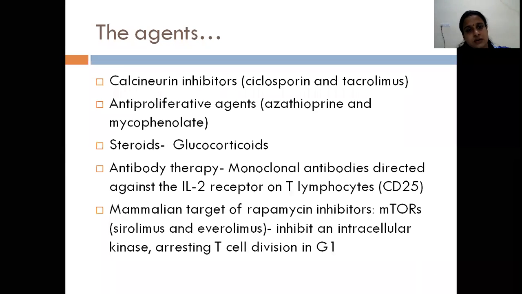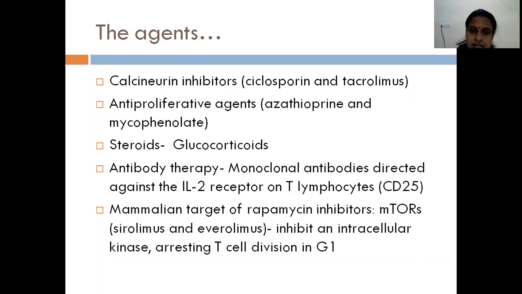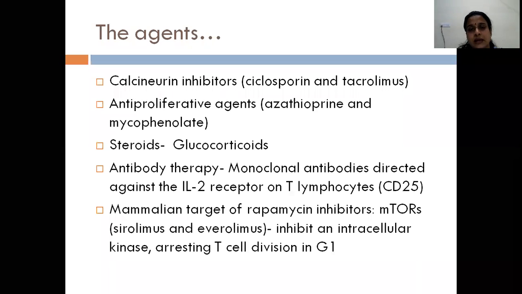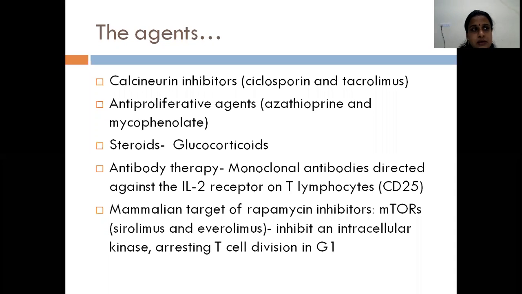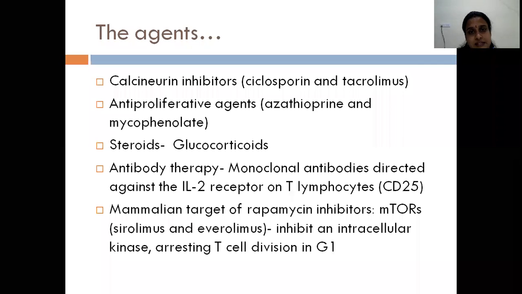Steroids, glucocorticoids, are potent immunosuppressive agents, the glucocorticoids specifically. Next, antibody therapies. They could be monoclonal antibodies or polyclonal. Monoclonal are more effective. They are monoclonal antibodies directed against the interleukin 2 receptors on the T lymphocytes. And the polyclonal antibodies are on the thymocyte globulin. Anti-thymocyte globulin antibody is a specific example for polyclonal antibodies.